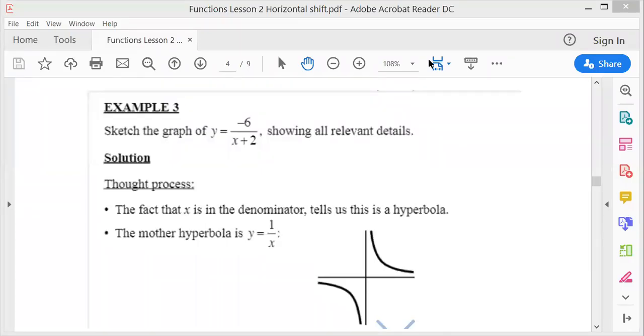Right, grade 11 now, still functions, lesson 2, but the second video. Right, so let's look at example 3.